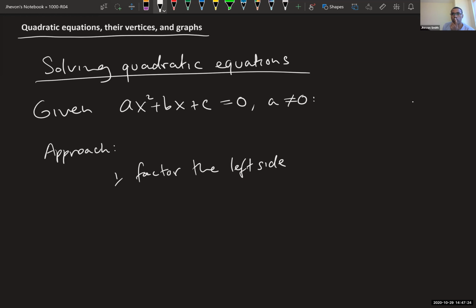You find the Y-intercept and then you plug points in and sketch. I didn't ask you to sketch. I asked you to solve the quadratic equation. So if I gave you this equation and I asked you to solve for x.